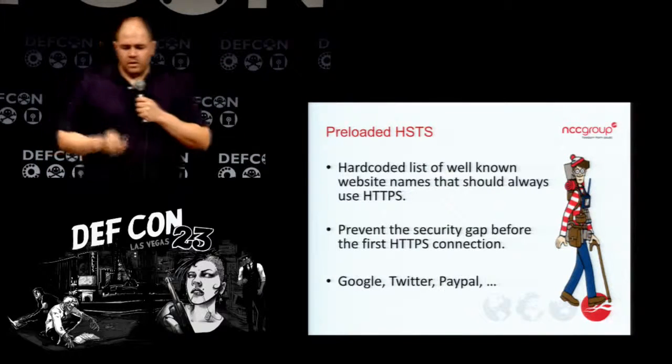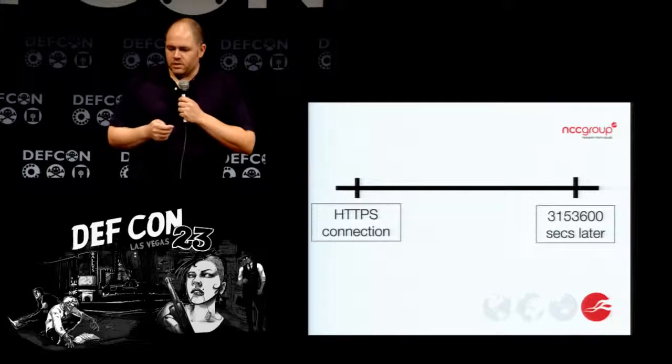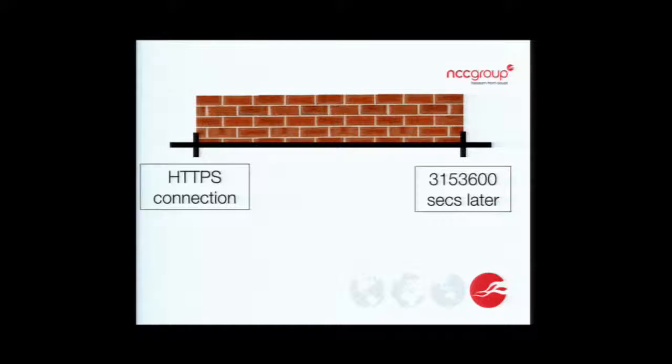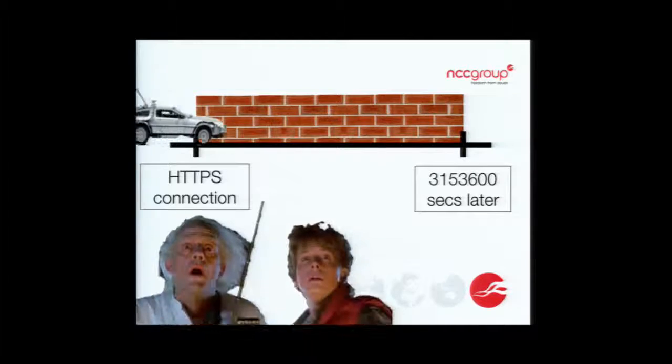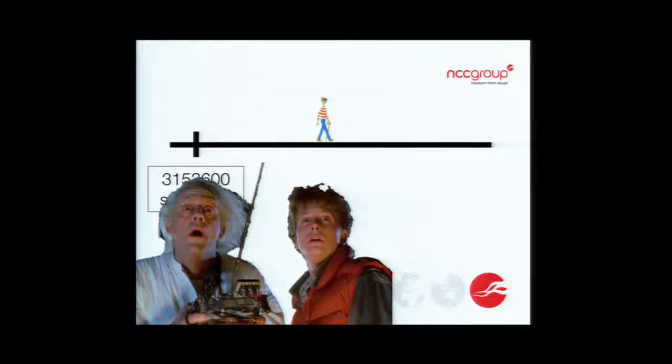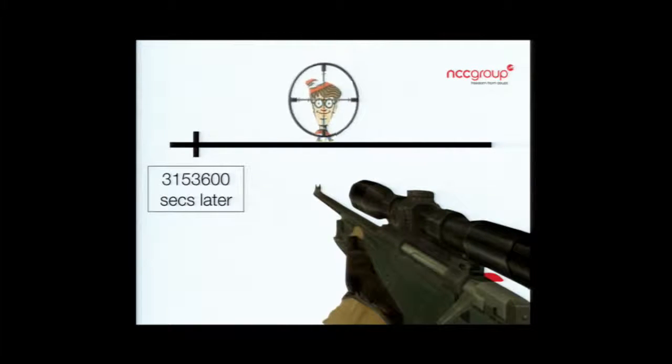So what I thought about this is, okay, if the victim is protected during this time, then what I need is a time machine. It's easy. I just need to go 3 million seconds into the future, and then the HSTS cache is going to expire. So then I can reach my target.